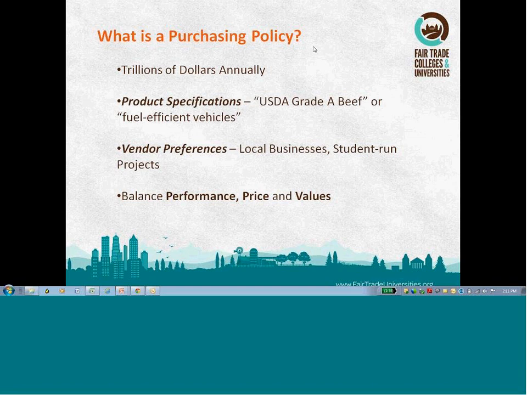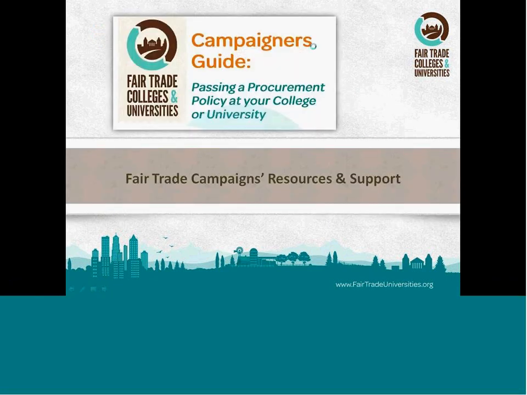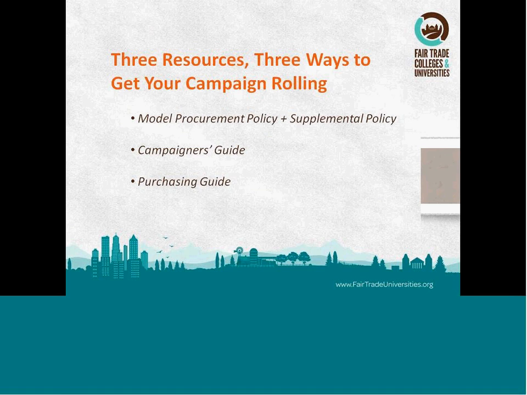So to help you get started on working on your own purchasing policy, next slide please, we'd like to present you with some campaign resources and support so that you can get a lay of the land. There are three main resources, three ways to get your campaign rolling. The first is a model procurement policy, and alongside that comes supplemental policies, and I'll talk a little bit more about those. We also have two guides, a guide for you, for campaigners, and a purchasing guide that's for purchasers and anyone else who wants to understand the purchasing process.